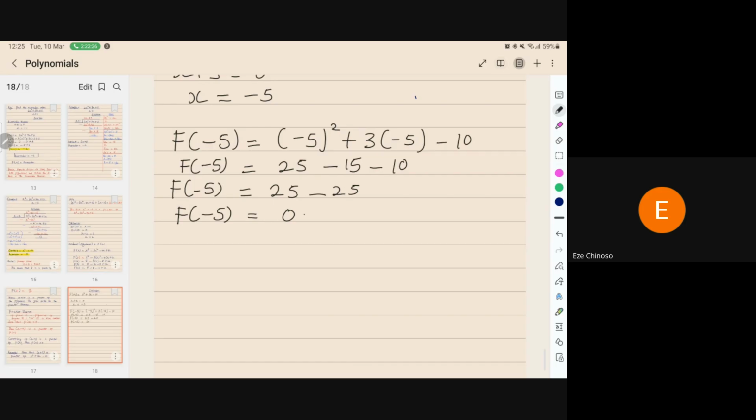I think that 25 should be minus 25. No, negative 5 squared is 25, because minus times minus is plus. Okay. So x plus 5 is a factor of the polynomial.